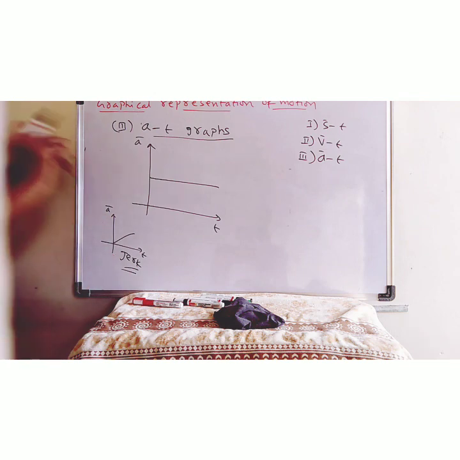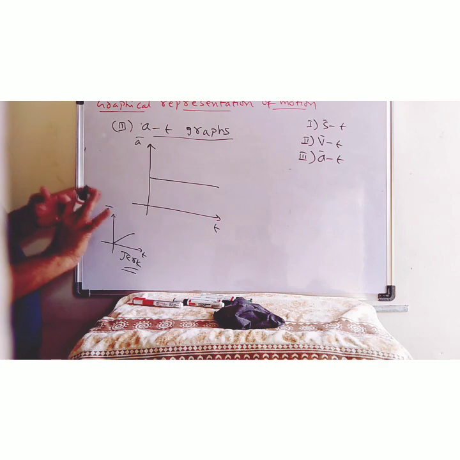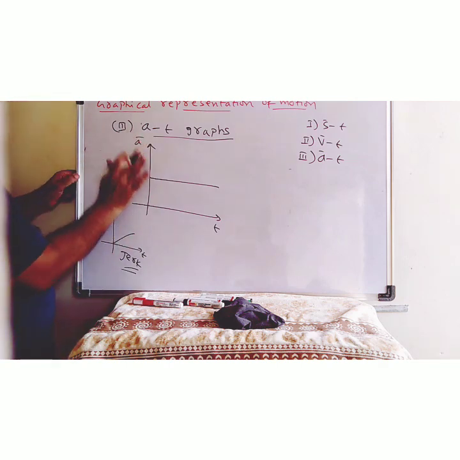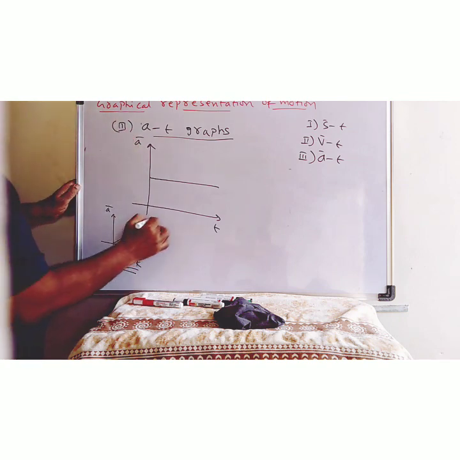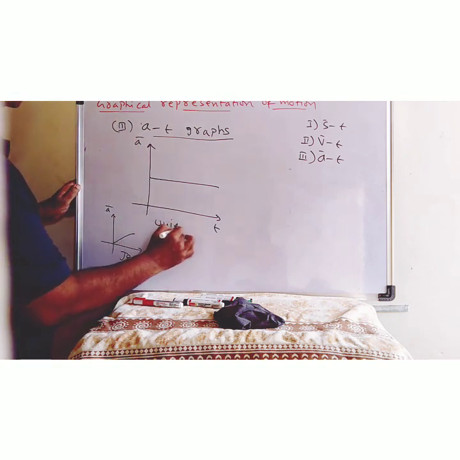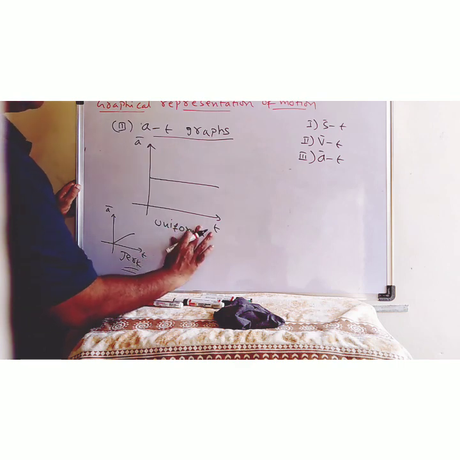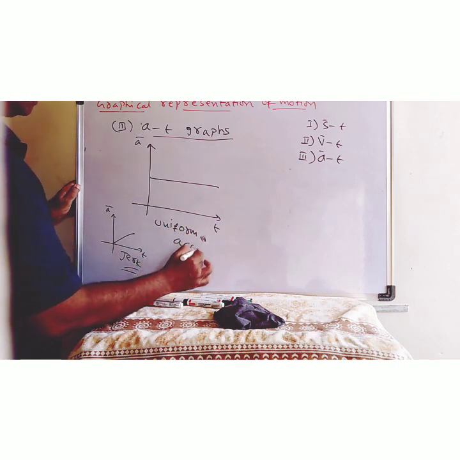But usually, from the NEET and IIT point of view, most of the sums will come only up to the acceleration time graph. Only the uniform acceleration time graph we will get. So what does this one show? This one shows uniform acceleration.